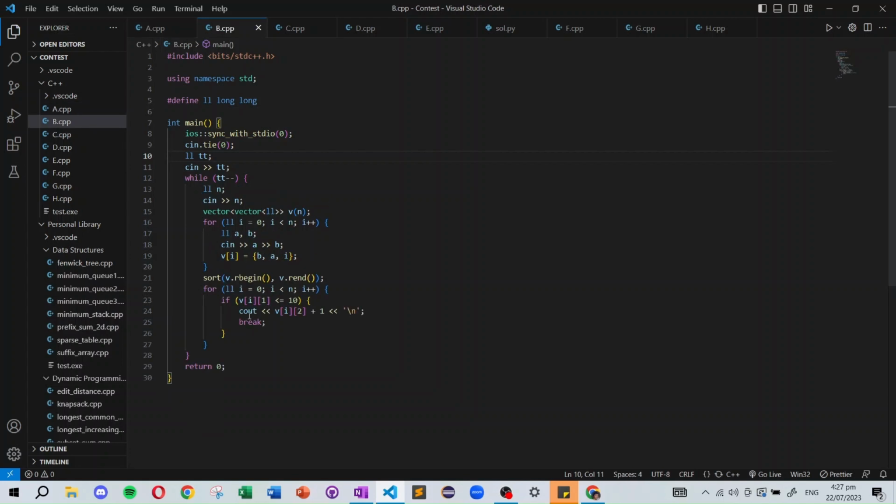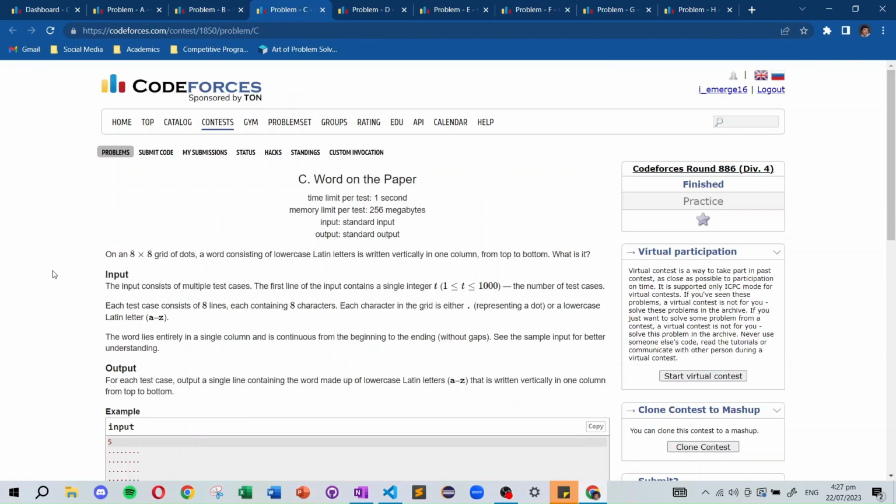So I stored the participants' information in terms of their quality first, then the length of the word and their index, and then I sorted it in non-increasing order, and then found the first one that satisfies that the length of the response is at most 10, and printed out the index of that response. Okay, and the third problem, Word on the Paper.